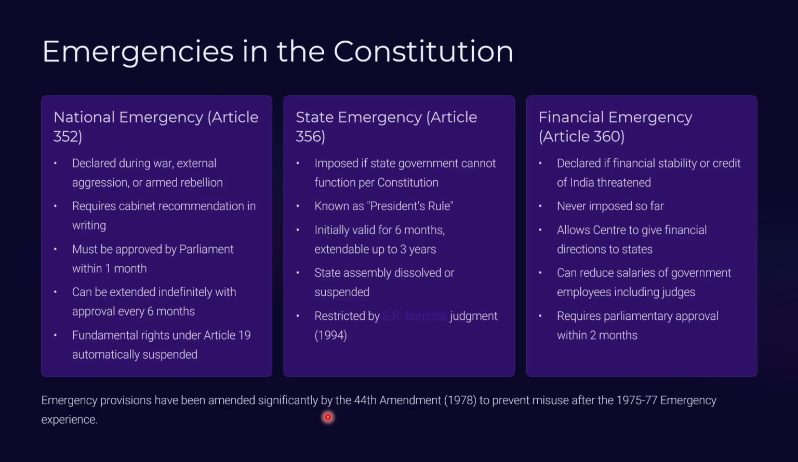Then financial emergency, Article 360, declared if the financial stability or credit of India is threatened. This particular financial emergency has never been imposed in India. It allows the center to give financial directions to the states, and can reduce the salaries of government employees including the judges. It requires parliamentary approval within 2 months. Emergency provisions have been amended significantly by the 44th Amendment 1978 to prevent misuse after the 1975-77 emergency experiences.